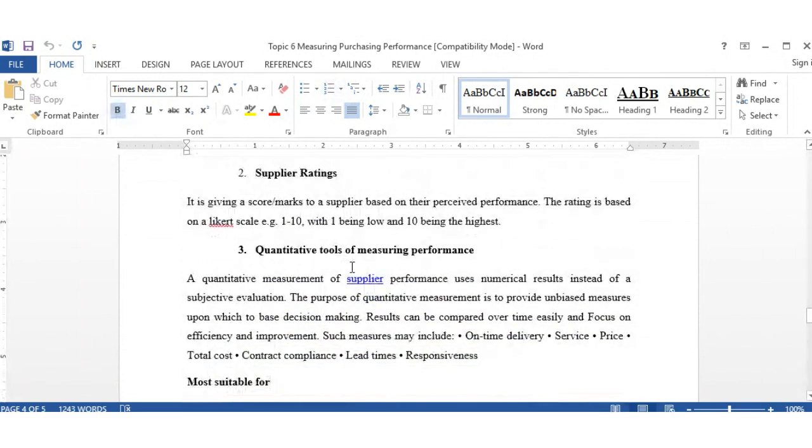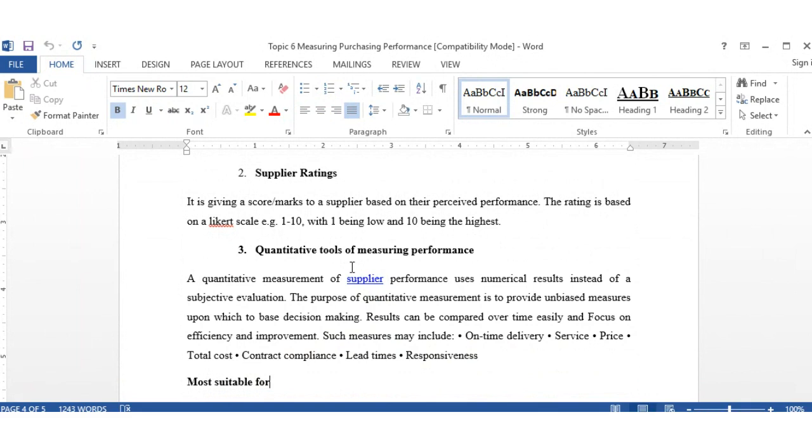Then we have quantitative tools of measuring performance. You calculate their time, you calculate their cost. You say that this one has a higher cost than that one, so the one who is lower is always the better one, as long as the quality is the same. So you grade them based on quality: grade A, grade B, grade C. In grade A, the lowest is the best in terms of cost. In grade B, the lowest is the best in terms of cost. In grade C, the lowest is the best in terms of cost.